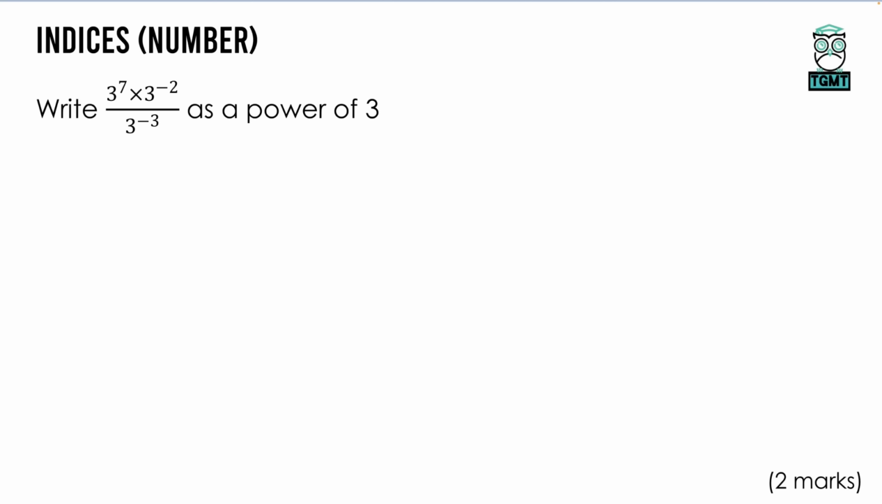laws. So when multiplying, we can add the powers. So on the numerator there, we can simplify that 3 to the power of 7 times 3 to the power of negative 2 by adding the powers. And not forgetting, you can use your calculator for those negative number calculations. So we need to do 7 add negative 2. You can do that on the calculator, but it comes to 3 to the power of 5.